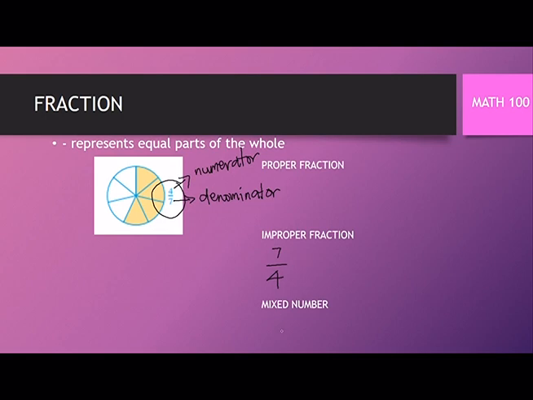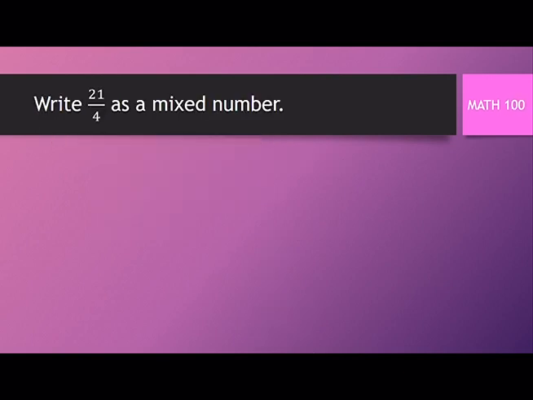Now going to the mixed number. Based on the word itself, mix, meaning it's a mixture of a whole number and a fraction. So more likely you will have it like this: 2 is a whole number, and you will have a part of the whole in there, let's say 4 over 7. So that is an example of a mixed number. It's a combination of a whole number and a fraction.